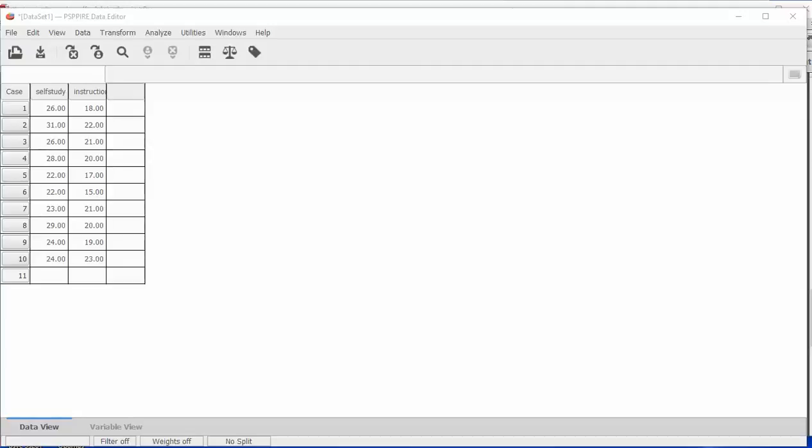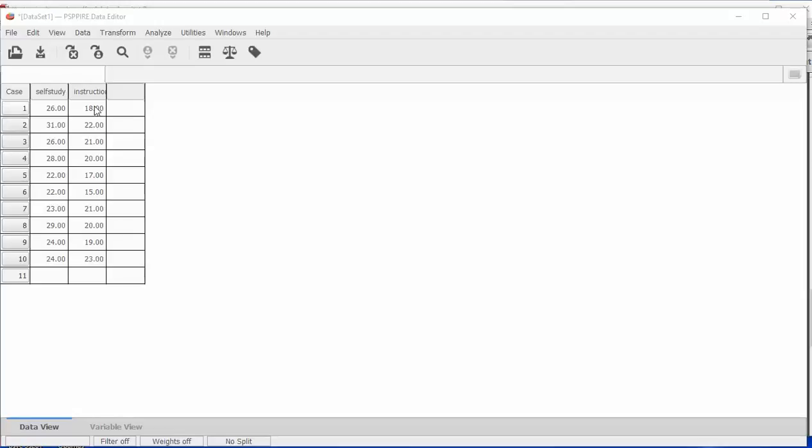Okay, so this is how you analyze data for the t-test for dependent groups or samples. I have opened PSPP, and this is the usual data view. Because the data are coming from the same individuals, this is the column. The first column here is the number of GRE problems that is solved following self-study. So I entered them in this first column.